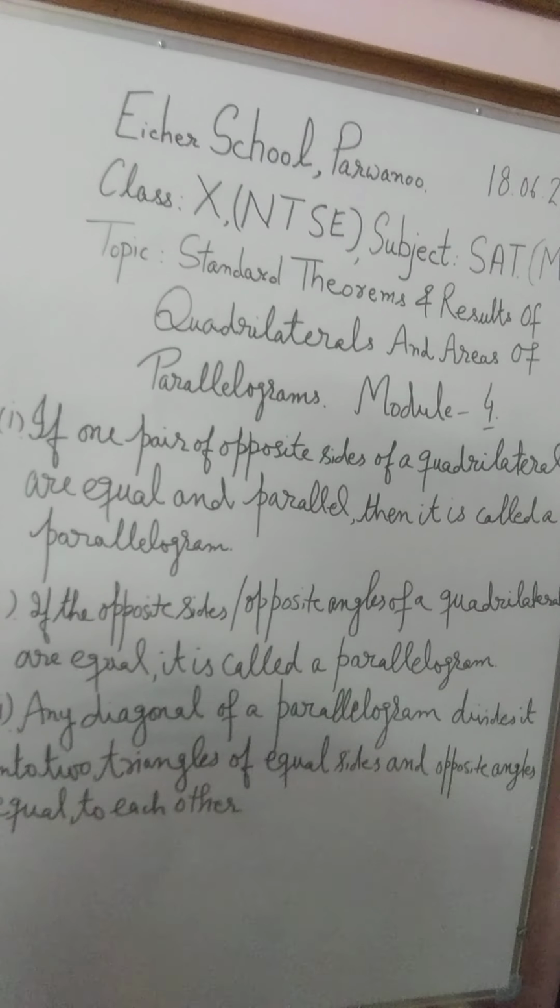Second, if the opposite sides or opposite angles of a quadrilateral are equal, then it is called a parallelogram, and the converse also holds. Number 3, any diagonal of a parallelogram divides it into two triangles which are of equal size, and its opposite angles will be equal to each other.